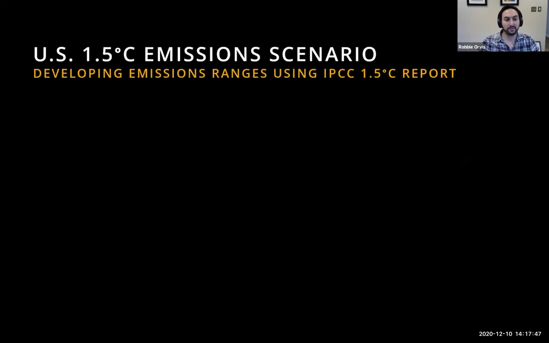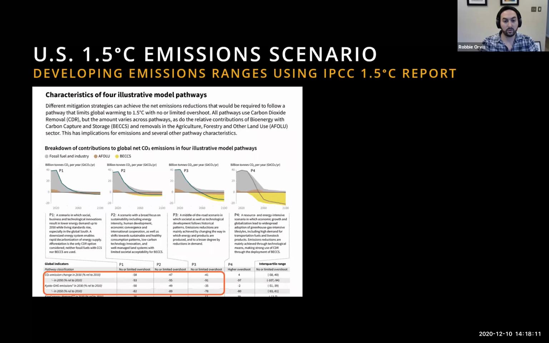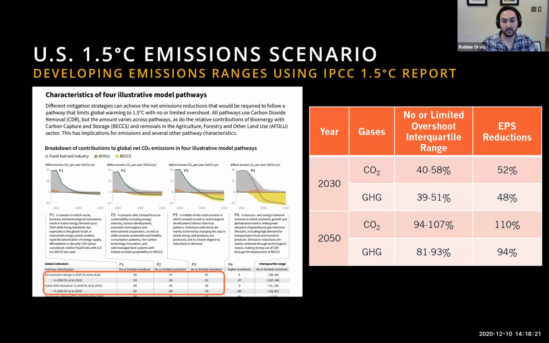Turning to the 1.5 scenario, what a 1.5 degrees Celsius scenario means is a wide range depending on which scenario you're looking at, and also, of course, which country you're looking at, with the assumption that developed countries will have to do more than developing countries. We focused on the 3 scenarios from the IPCC's 1.5 degree report that looked at no or limited overshoot. And focused our emissions reductions trying to get within those ranges.